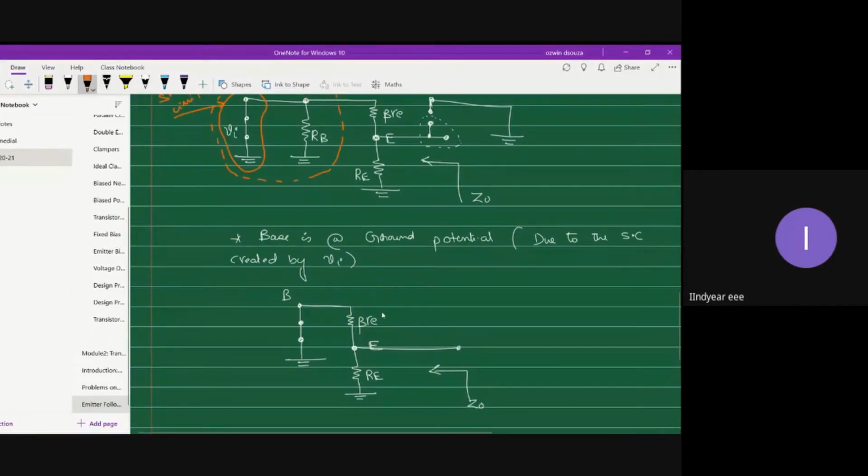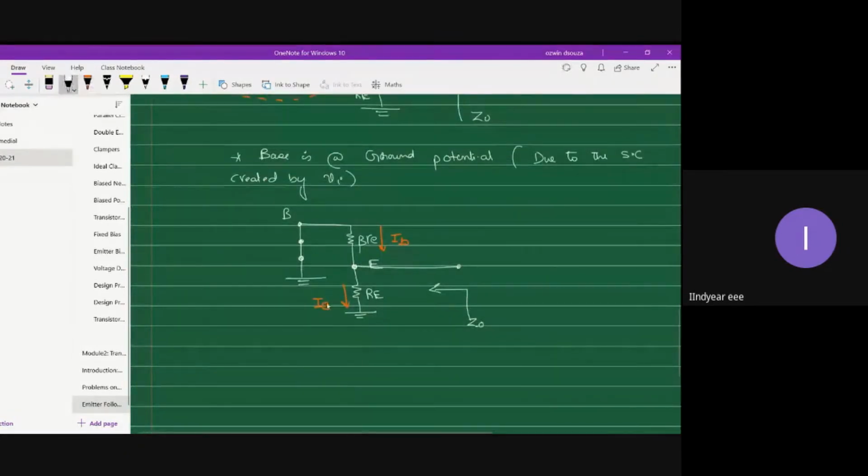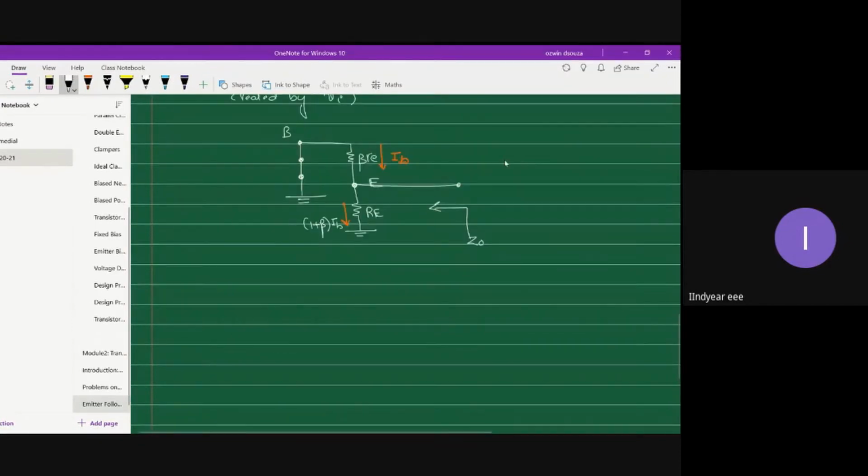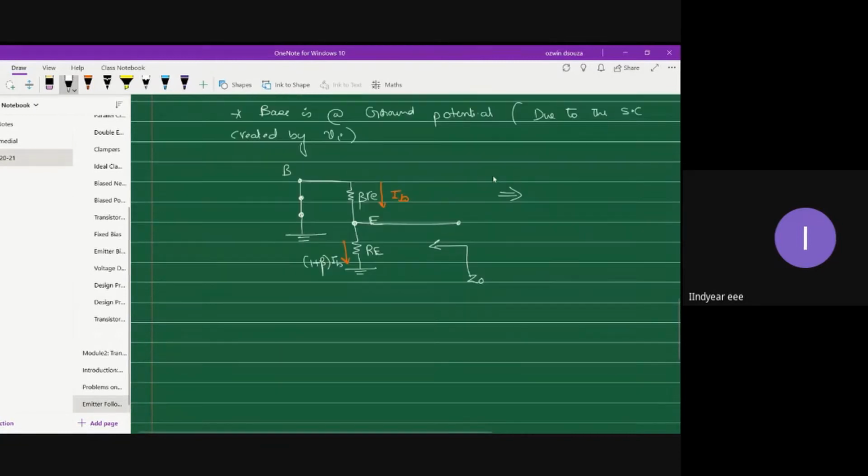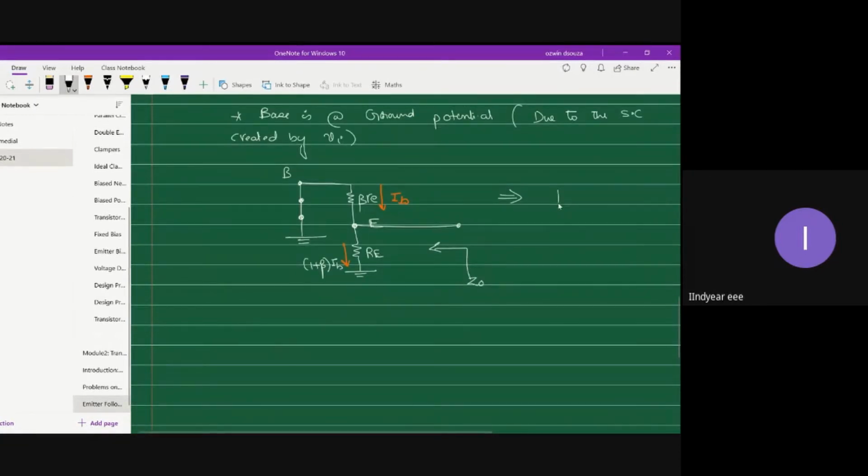Now we have to mark the currents. Through beta re, IB flows, and through RE, IE flows. Let me rewrite this current IE as 1 plus beta times IB. By doing that, what I will get is a parallel combination with beta re. You see here, the other end of beta re is grounded. Let me ground it.